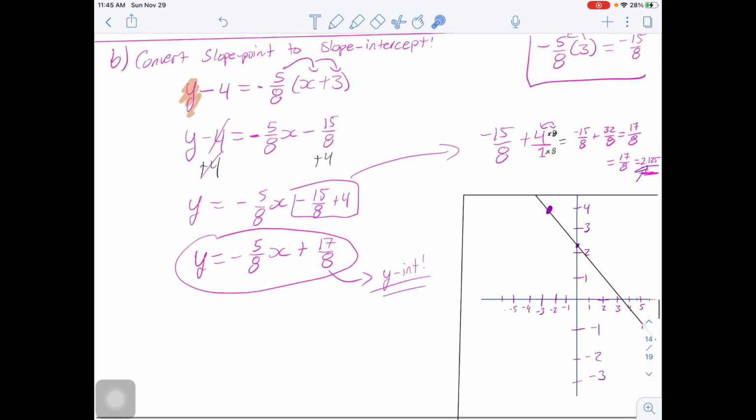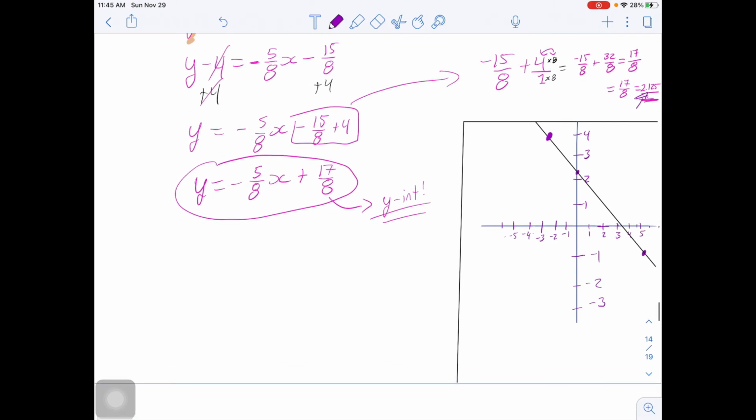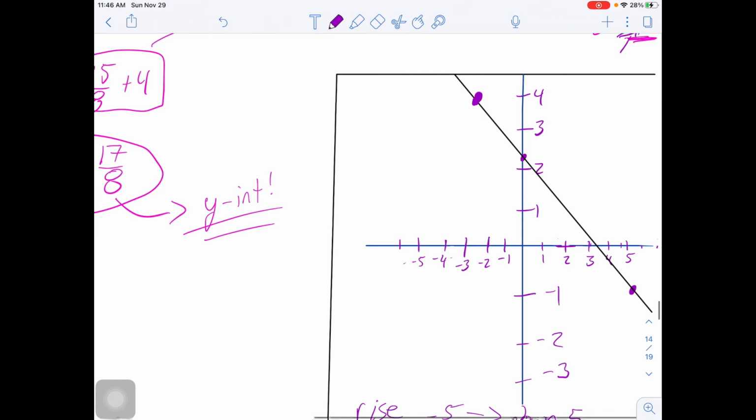Now, we can also check if things worked out. Because recognize our rise over our run is negative 5 over 8. So remember what that means. We go down 5 and right 8 units. So let's check if this works.